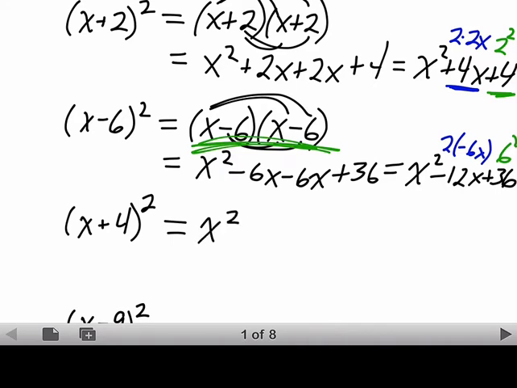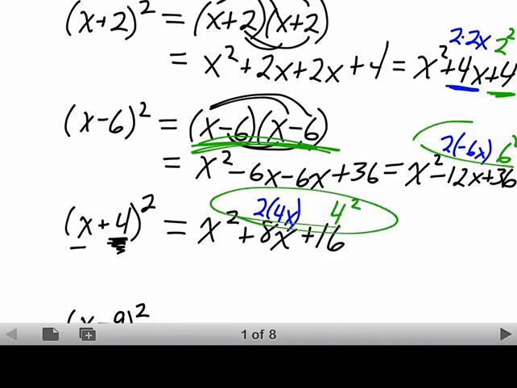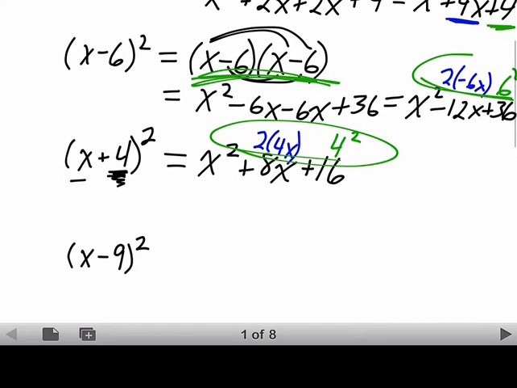And then I notice I'm going to have 4x, but twice, just like in the previous examples. So I'm going to write that down as 8x. And then finally I'm going to have 4 squared, which I'm going to write down as 16. And I see again this middle term, the 8x, is 2 4x's, and the last term, the 16, is 4 squared. A pattern should be emerging in your minds here. Now apply that pattern to the last one, x minus 9, the quantity squared.